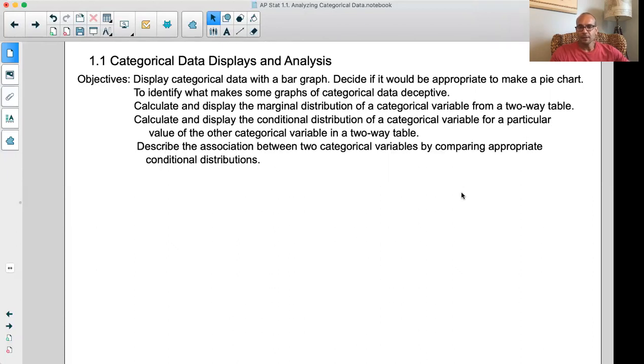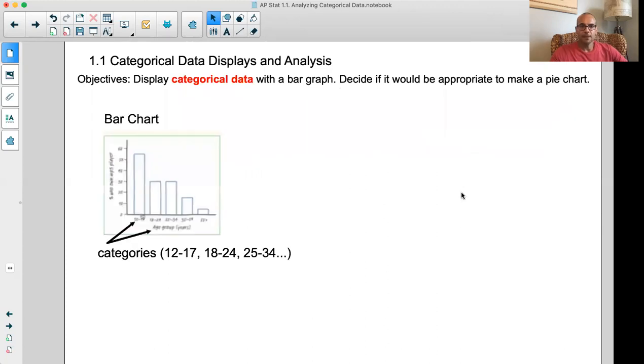And then finally, describe the association between two categorical variables by comparing appropriate conditional distributions. Now that sounds like a really challenging thing to do, it's pretty wordy, but it's something I think that people would do naturally if we put data in front of them. So let's figure out what that actually means by the end of this video. So we'll start with the bar chart.